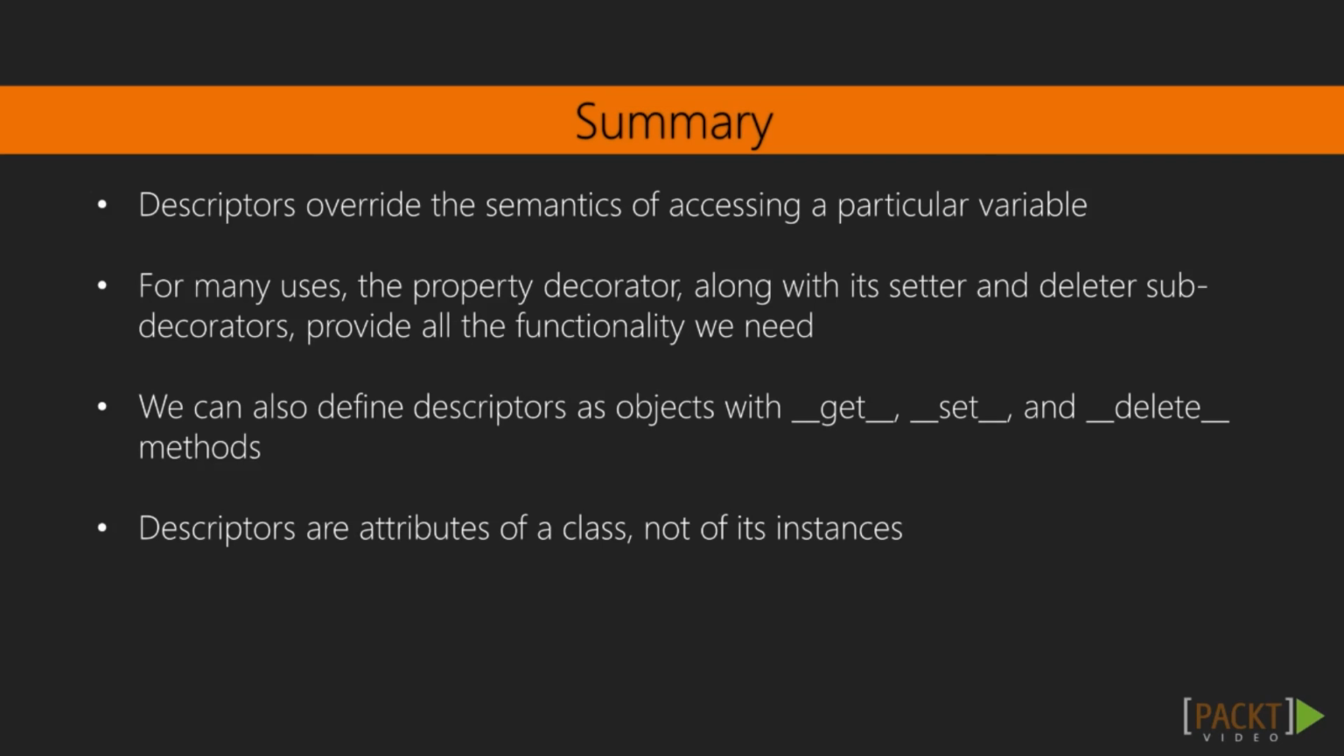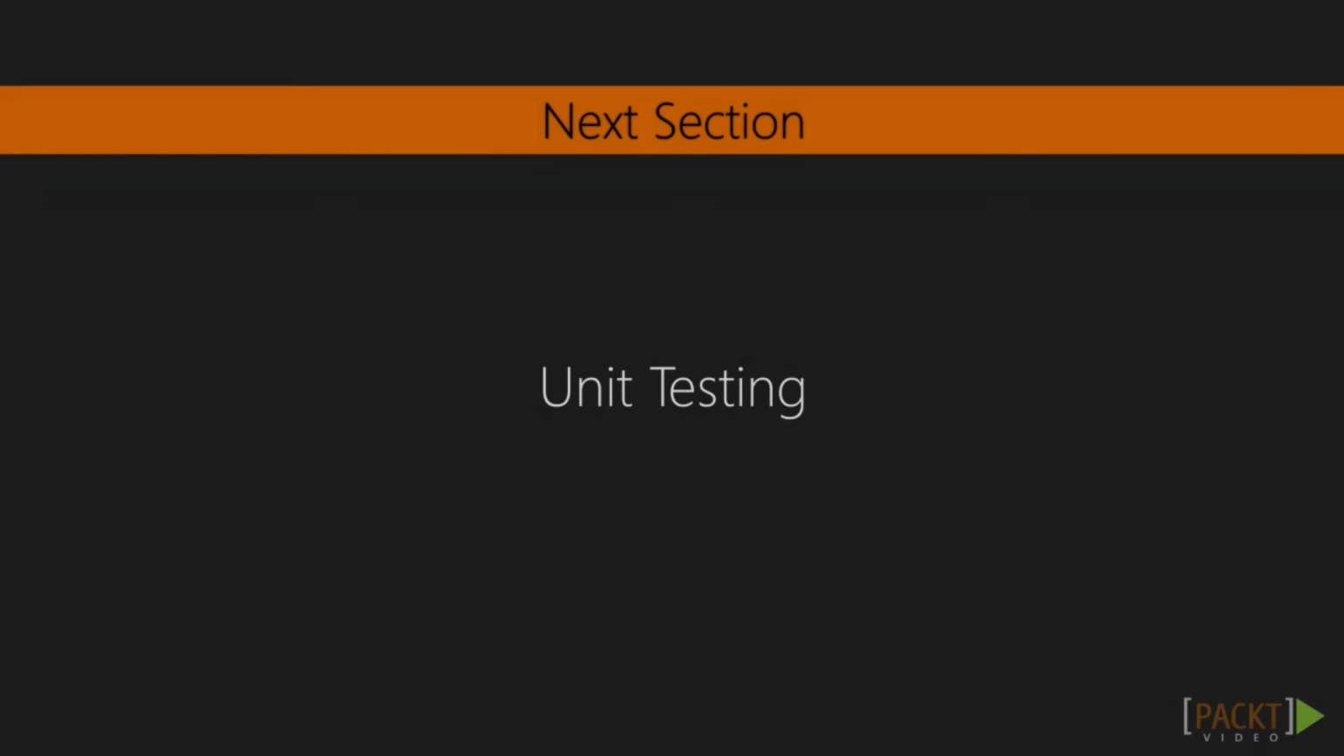So descriptors override the semantics of accessing a particular member variable. For many uses, the property decorator, along with the setter and deleter subdecorators, provide all the functionality that we need. We can also define descriptors as objects, giving them double-underscored get, set, and delete methods. Descriptors themselves, however, are attributes of a class, not of the instances of the class, even though they override the access to instance variables. There's a lot of room for creating interesting descriptors, but we've covered everything you need to know to start working with them. In the next section, we'll cover unit testing.